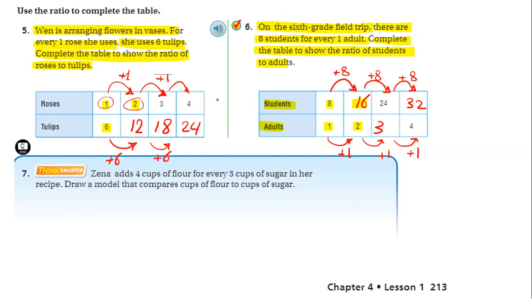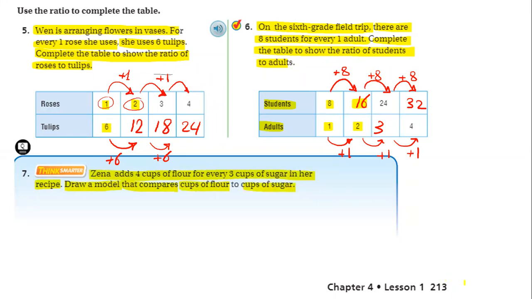Muhammad Sami, question number 7. I need you to make a model. Question 7 says, Zina adds 4 cups of flour for every 3 cups of sugar in her recipe. Do you understand? 4 cups of flour for every 3 cups of sugar in her recipe. Draw a model that compares cups of flour to cups of sugar.